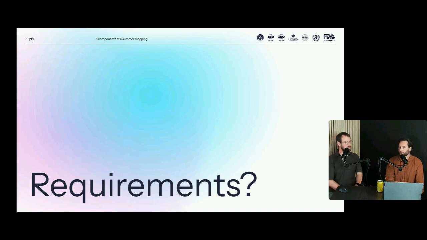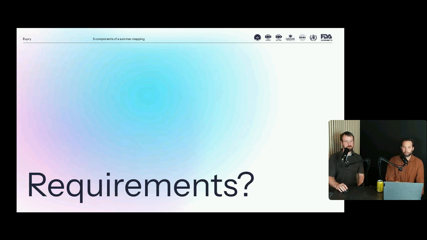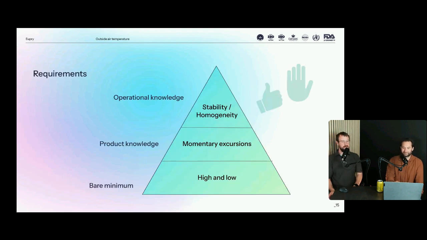You touched base with it briefly before, but really understanding what are the requirements for the process that I'm in right now. And I've tried to make my own little model here. So this is not taken from any WHO guidelines, but basically the first bare minimum you should know is what are our high and low temperatures. This could be for fridge, ULT freezer, up to very large warehouses, even trucks and moving vehicles. What is the high and low critical value? That is a bare minimum for an auditor to want to see.